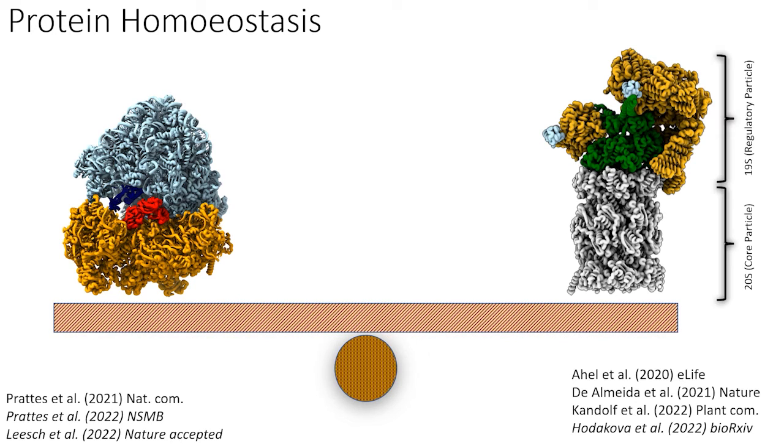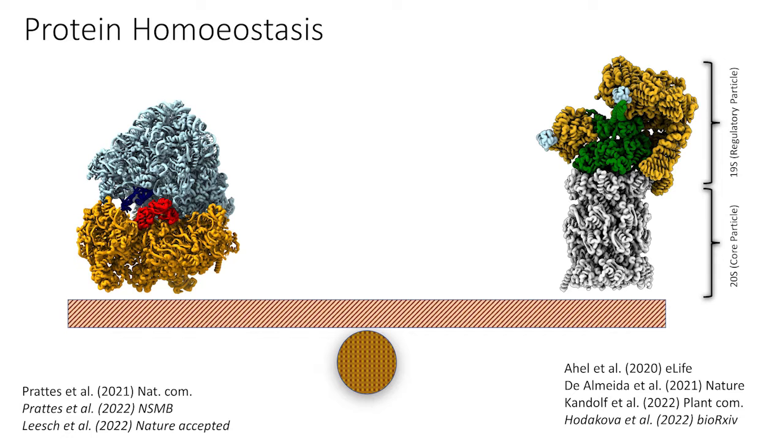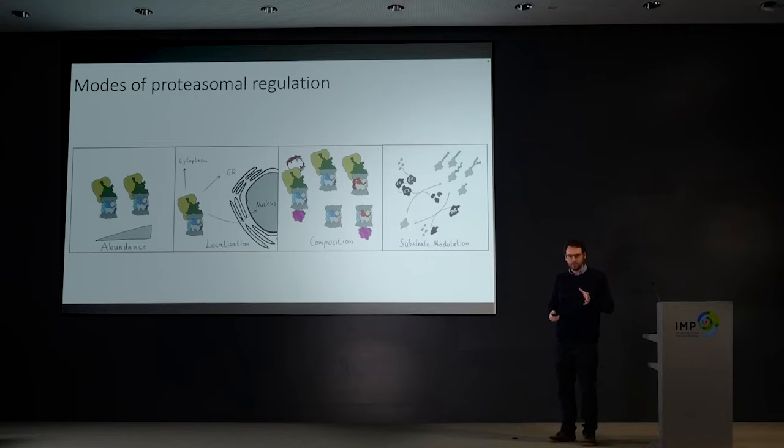Just a quick look at the proteasome, because most of my talk will be concerned with that. Just a quick reminder, the proteasome is made of two parts, which is the core particle, which does the job of the degradation, and the regulatory particle here on the top, which recognizes the substrates and determines whether a protein will be degraded or not. There is a number of possibilities to regulate the proteasome, and the cell can use all of them in parallel.